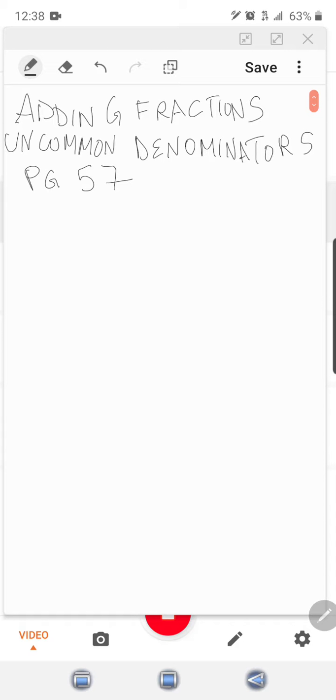Okay, guys, are you ready? We're going to add fractions with uncommon denominators. This is page 57 of the Math Packet 1. We're going to work on question number 2. So let's get to it.